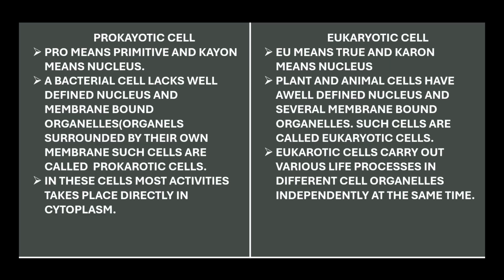Eukaryotic cells. Eu means true and karyo means nucleus. Plant and animal cells have a well-defined nucleus and several membrane-bound organelles. Such cells are called eukaryotic cells. Eukaryotic cells carry out various life processes in different cell organelles independently at the same time.